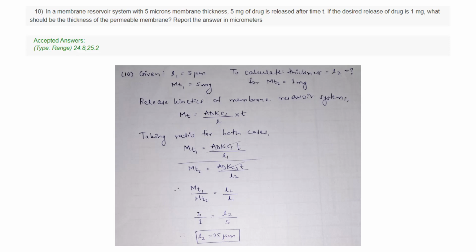So this is just an oversimplified example of how we can have control over the system. If you want less drug to be released, all you have to do is increase the thickness 5-fold, and that's how you can customize these devices for actual applications.